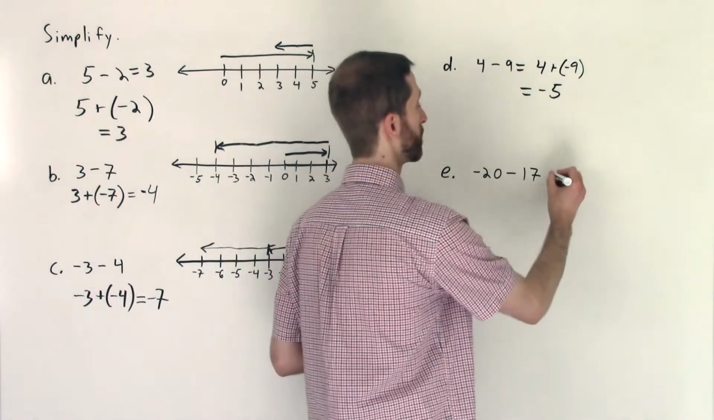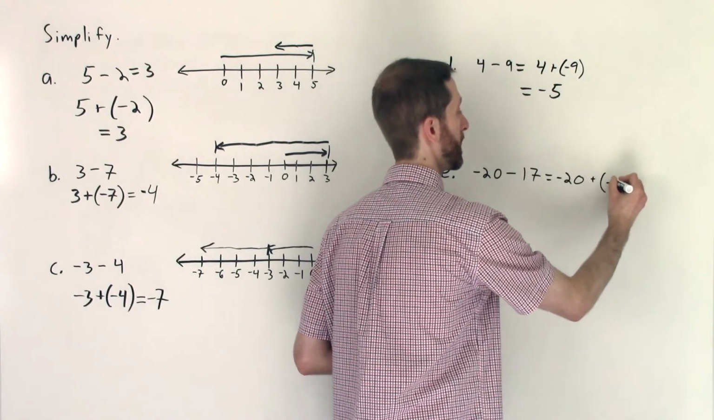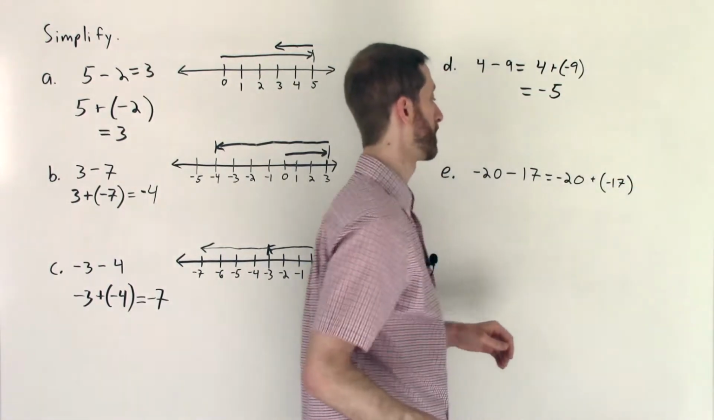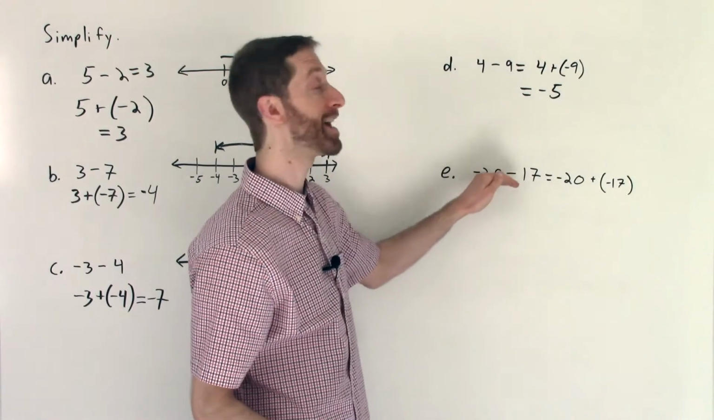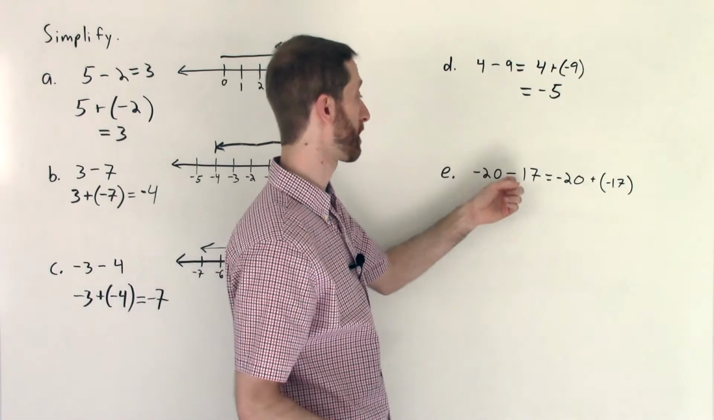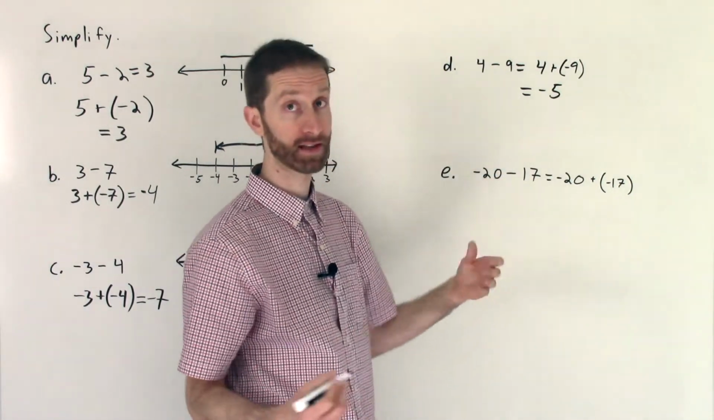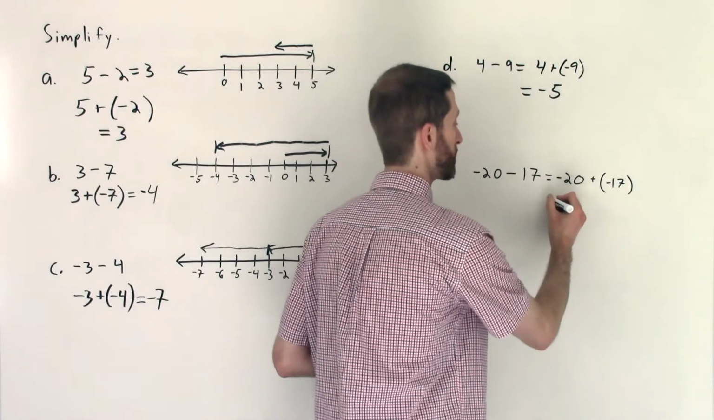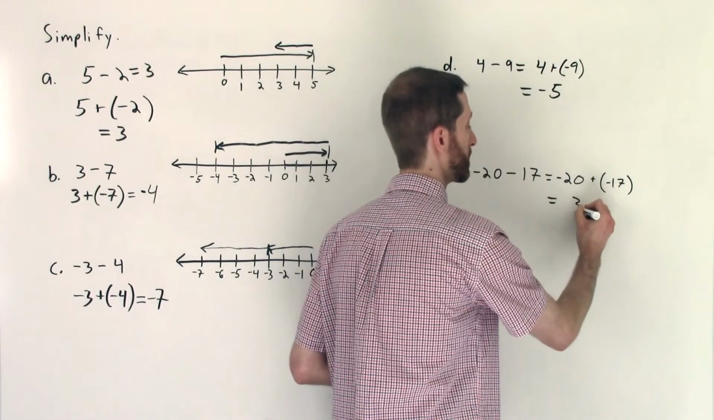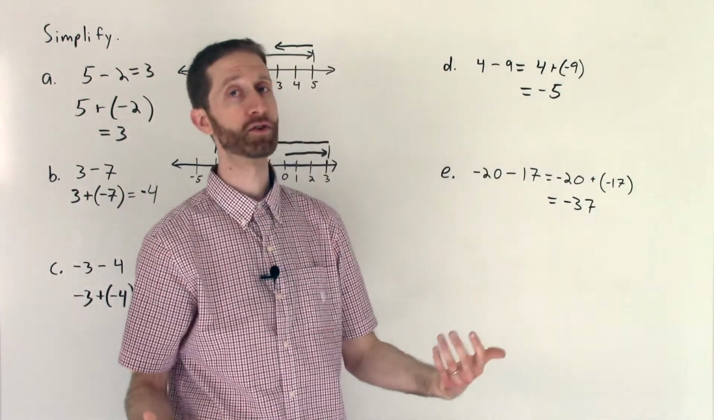Negative 20 minus 17. Okay, well again, you can rewrite that as negative 20 plus a negative 17. So we're going to go to the left 20 and then 17 more to the left. It's another way of looking at minus 17 on top of minus 20. Left 20 and then left 17. So we add those two numbers, 20 and 17 is 37. They have the same sign, so we go negative 37.